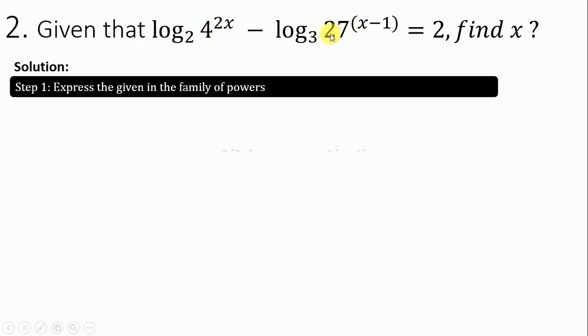So here we can now have log base 2 of 2 raised to power 2 open bracket 2x, minus log base 3 of 3 raised to power 3 open bracket x minus 1 close the bracket, equals 2. And from here we can apply the law of logarithm.